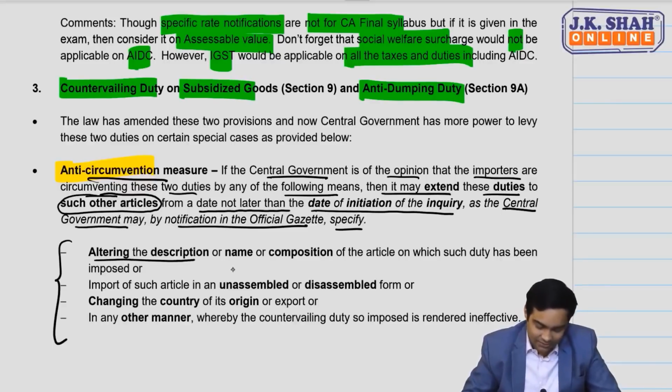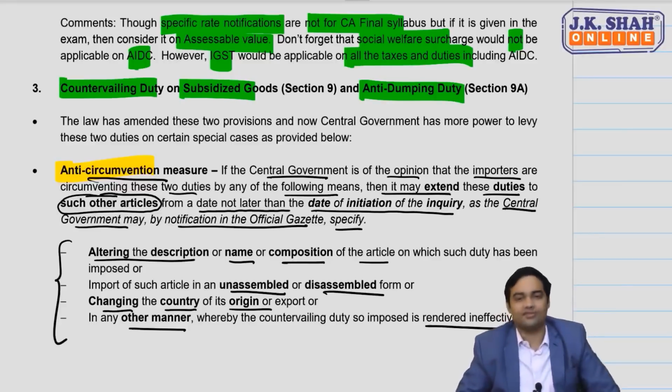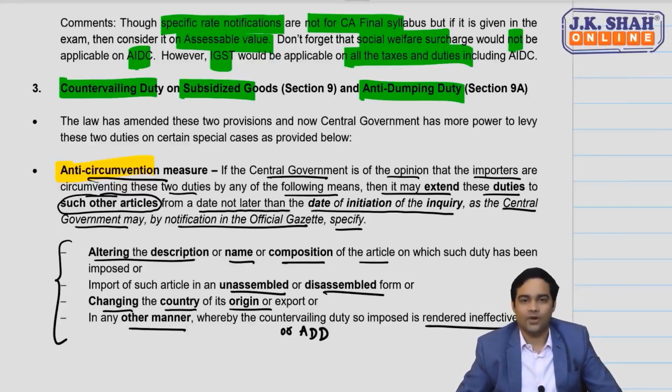Altering the description, name, composition of the article, bringing it in unassembled or disassembled form, changing the country of its origin or export, or any other manner trying to make the duty ineffective, then in that case we will bring countervailing duty or anti-dumping duty into effect. Okay, same provisions in both.